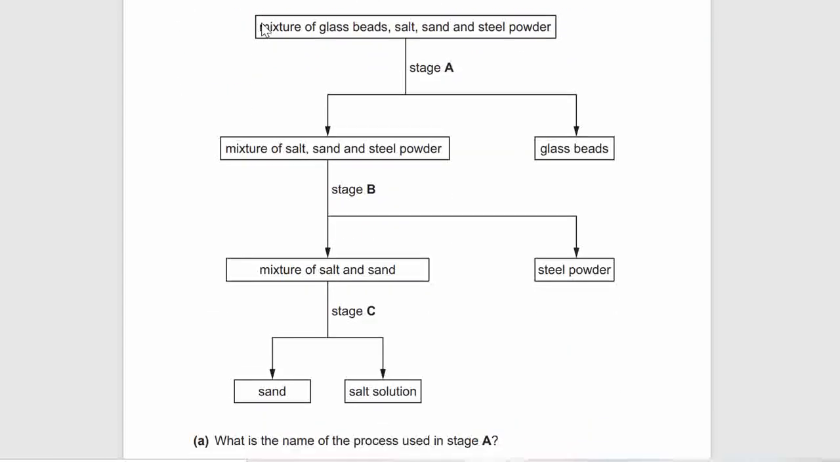So this is the flow chart. A mixture of glass beads, salt, sand, and steel powder goes through stage A, where it is separated into a mixture of salt, sand, and steel powder, and the glass beads are separated. After that, through stage B, the mixture of salt, sand, and steel powder is separated into a mixture of salt and sand, and the steel powder is separated. Next, through stage C, the mixture of salt and sand is separated into sand and salt solution.